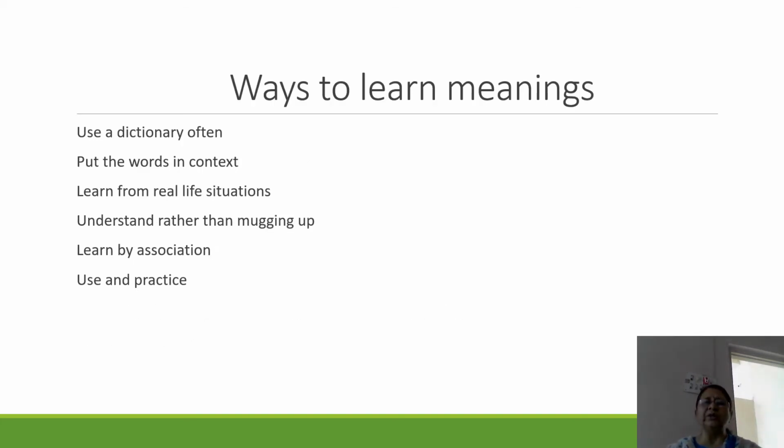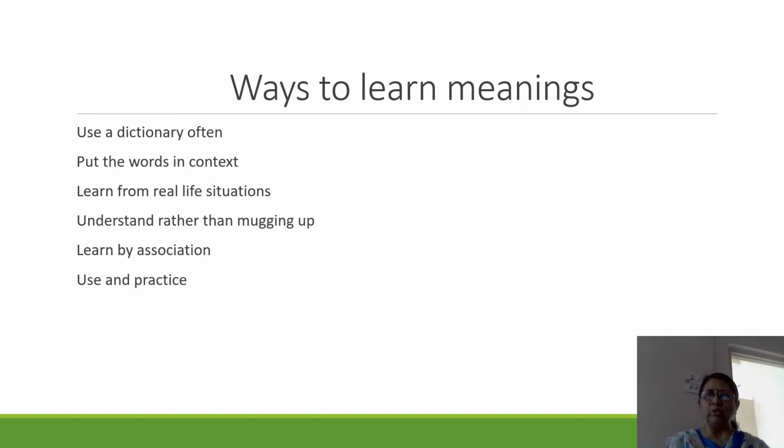Now, how to learn meanings. Spellings, of course, I told you the ways in which you could learn spellings. But meanings are sometimes very long, sometimes very difficult, and sometimes we cannot connect the meaning to a word, and so we write the wrong meaning. Now, what are some of the ways in which we can learn meanings? Of course, we have to use a dictionary very often, because a dictionary has meanings for all the words.